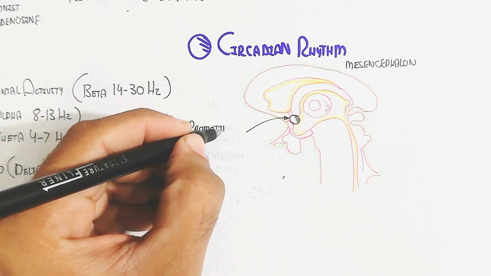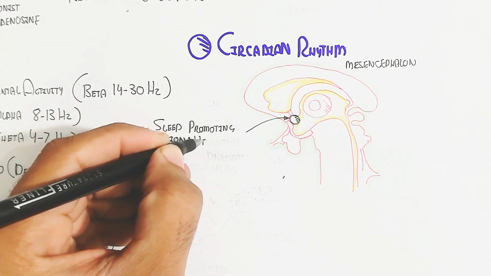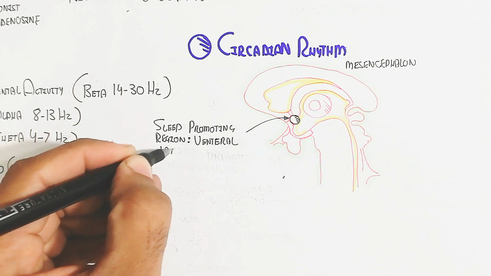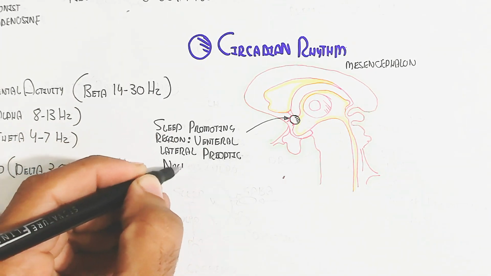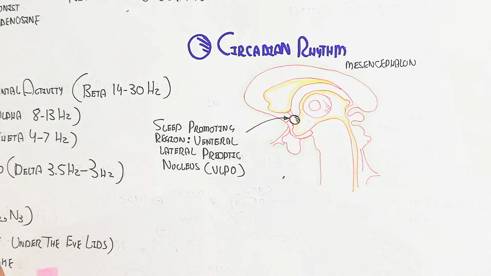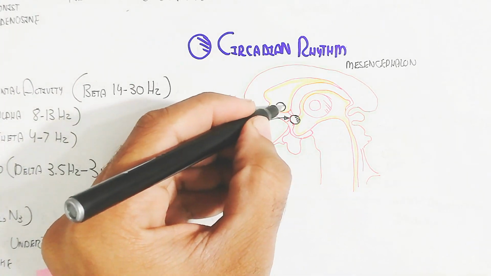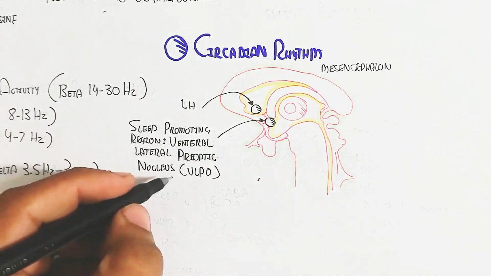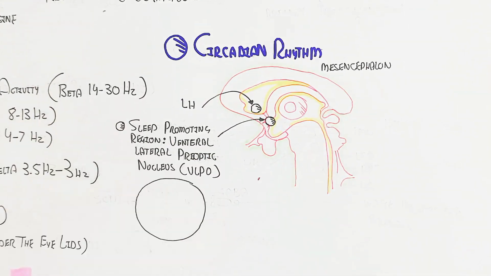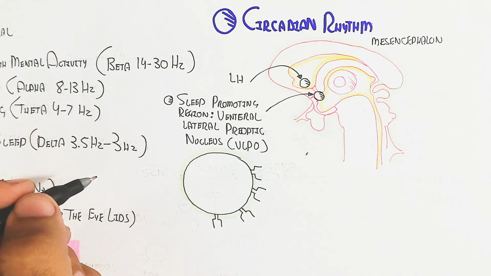Circadian rhythm basically involves the mesencephalon, the brain and brainstem. The sleep-promoting region is the ventral lateral preoptic nucleus, VLPO. VLPO and LH are involved. These are nuclei of the brain. Remember, let's begin to understand the VLPO.